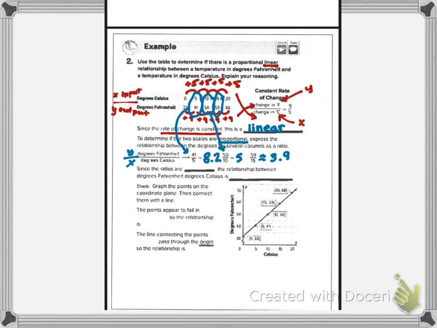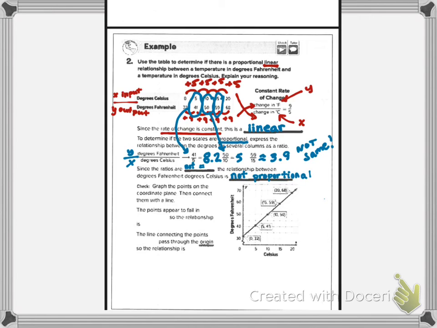And the key there is that these are not the same. Since the ratios are different, or not equal, the relationship between the degrees Fahrenheit and degrees Celsius is not proportional. If they would have been equal, it would be proportional.